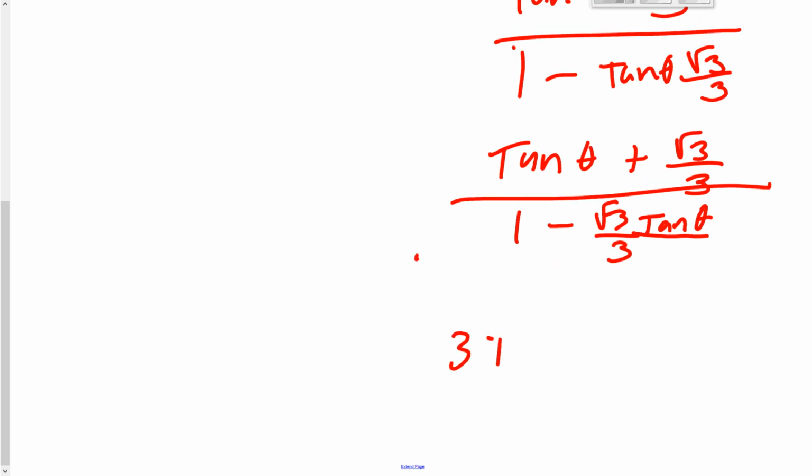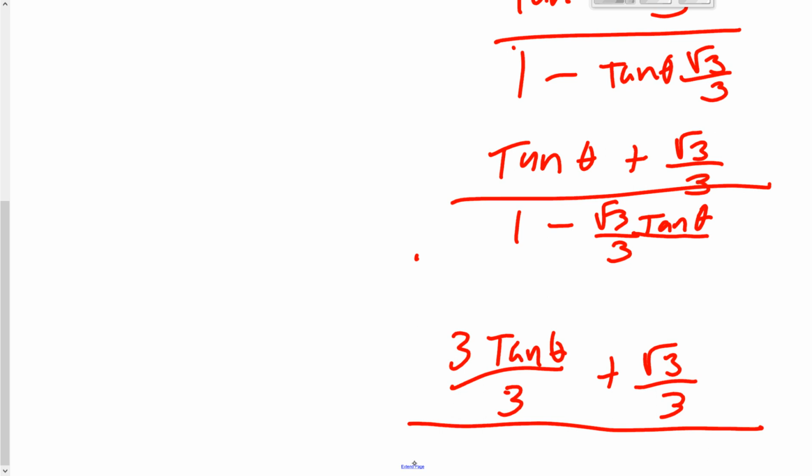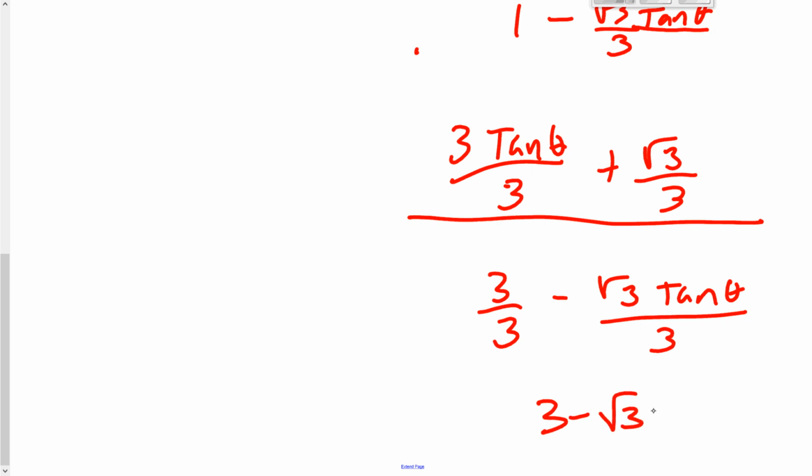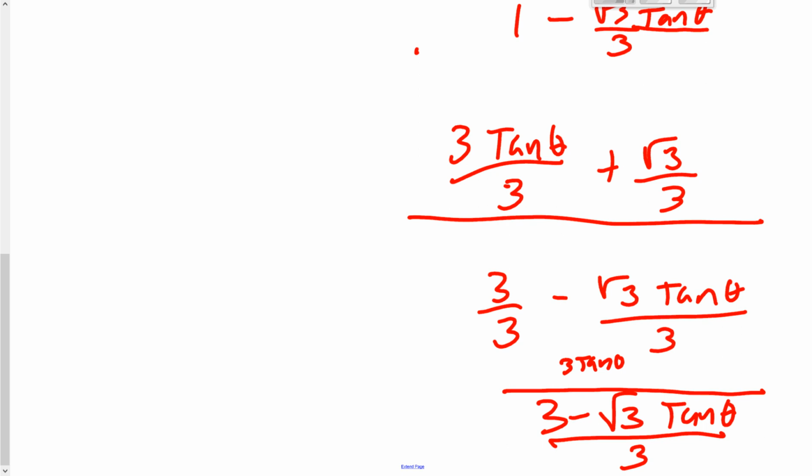So this would be 3 tan of theta over 3 plus √3/3 in the numerator, and then the denominator would be 3/3 minus √3 tan theta over 3. And we can simplify, bring those together now under one common denominator. So there's my bottom, all over 3. And then my top would be 3 tan theta plus √3 all over 3.